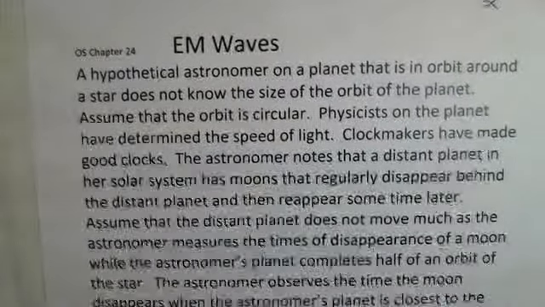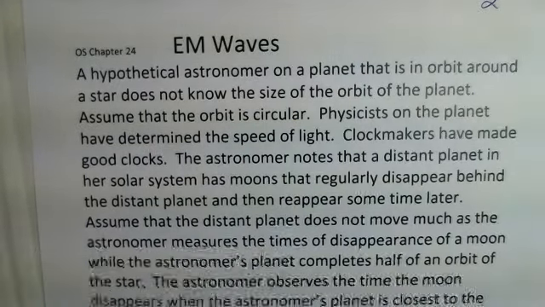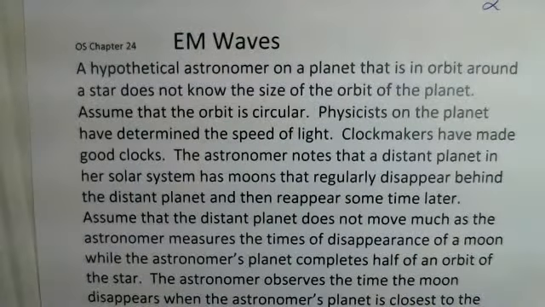Well, Professor Clements, another example of speed of light and how it could be used in a calculation. Let's set up a little scenario: a hypothetical astronomer on a planet around another star. There are many planets that have been found around other stars, so we don't know of any life on them. This astronomer does not know the size of the orbit for the planet the astronomer is writing on. We're going to assume the orbit's circular.